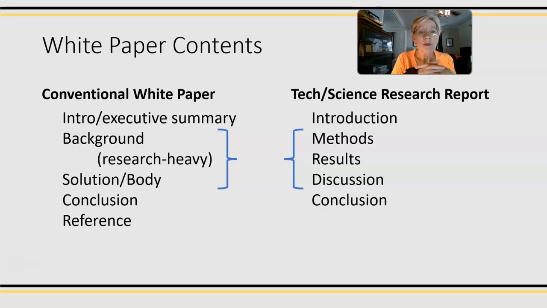On the left with the white paper, we might have an introduction and an executive summary and background because we have research-heavy stuff. We have a solution and a body that explains that, conclusion and references, right? What are the references I use? What are the sources I use? Whereas over on the tech side, you might have also an introduction, methods, results, discussions, and conclusions. It's going to look and feel a little bit different in what you are actually reporting.